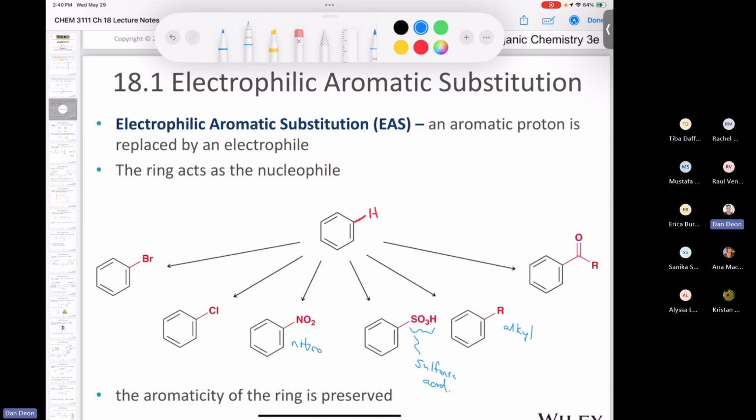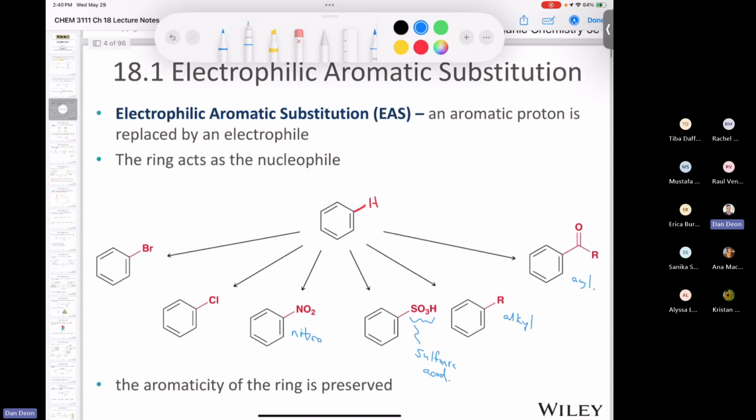And then the last one, when you have a carbonyl followed by an R group, we call that an acyl group. So we have an alkyl group, acyl group, sulfonic acid, nitro, and chlorine. I understand what you can do with an alkyl group and an acyl group, maybe I could reduce that. But if you're wondering what the point of the nitro group and the sulfonic acid is, it will become abundantly clear as we progress through the chapter.